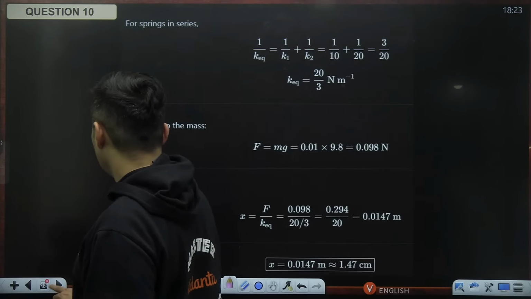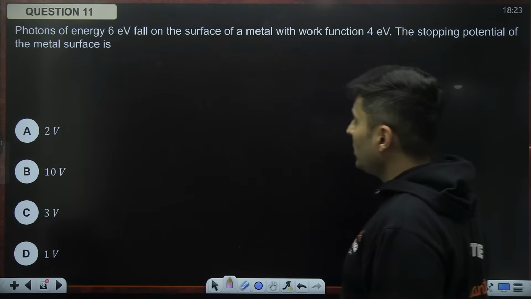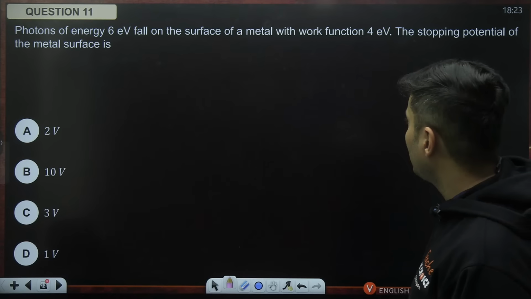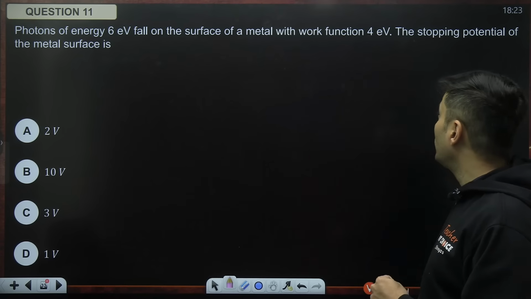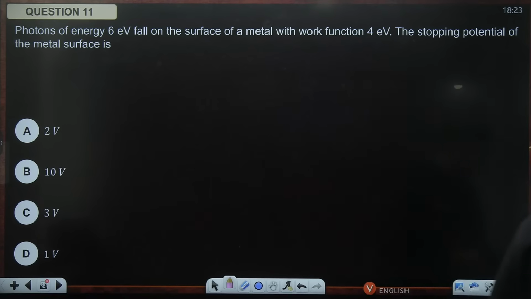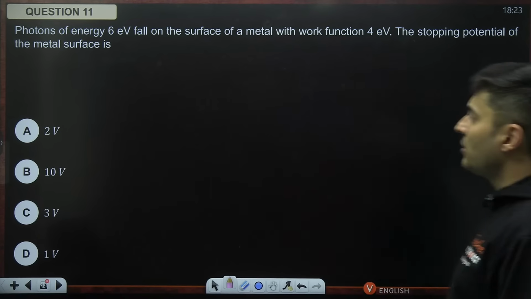Okay, cool. Let's go to the next one on your screen. Photons of energy 6 electron volt fall on a surface with a work function of 4 electron volt. Then the stopping potential is how much?